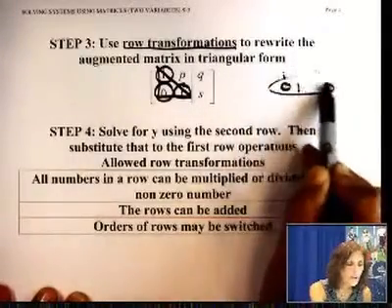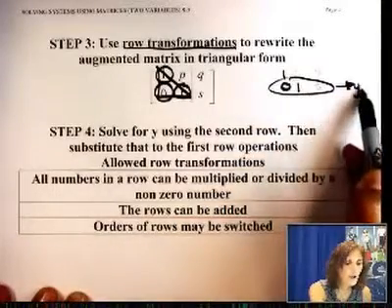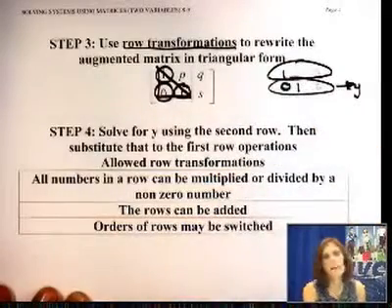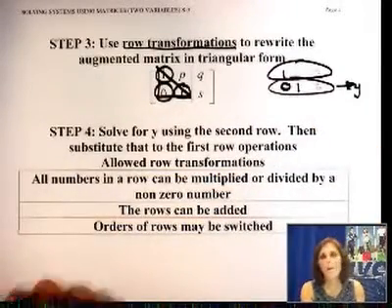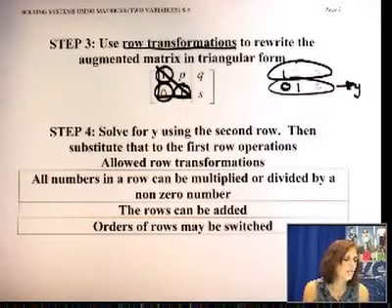From here, you're going to get the y. And you're going to put that y into this equation, and you're going to get the x. And I'll show you how that works. But before I do that, let's look at what a row transformation is.